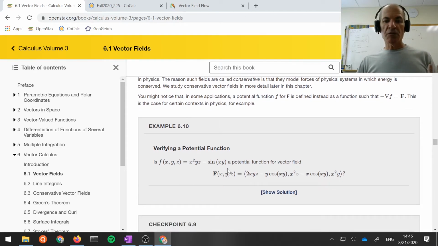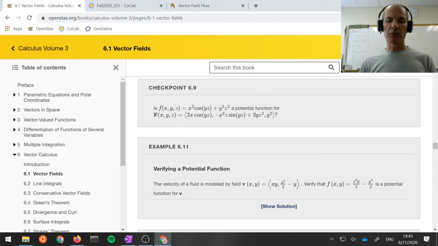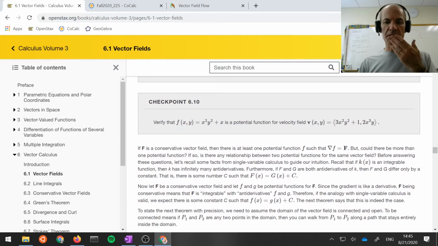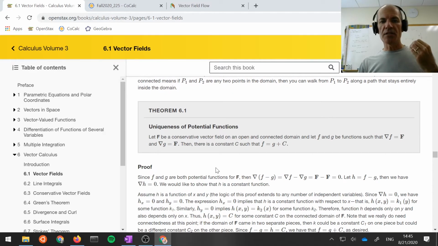Verifying a potential function is really just taking the gradient and making sure that it matches up with the vector field. Let's see, what else? It turns out that potential functions are unique up to a constant, and you're going to see that if F is a conservative vector field, then we know that there's some potential function f such that the gradient of f is equal to the vector field. Is that the only f?